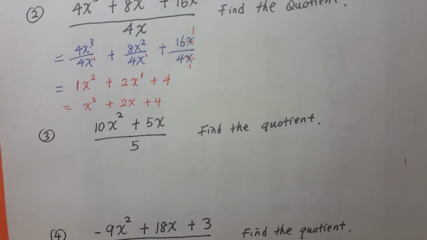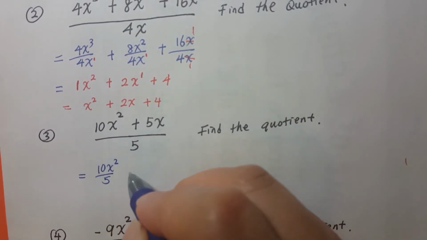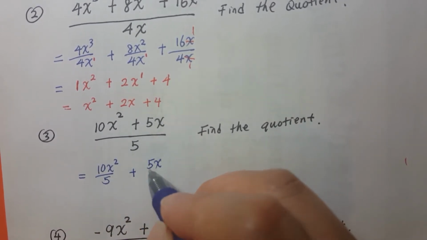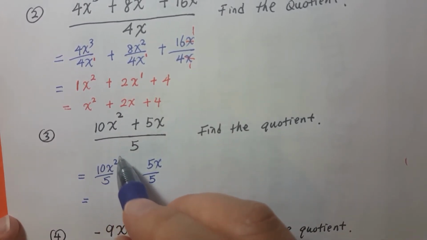Now let's take a look at question number 3. We get 10x squared plus 5x divided by 5. So each divided by 5. 10x squared over 5. In the middle is plus. And then you get 5x divided by 5. So now 10x squared divided by 5.